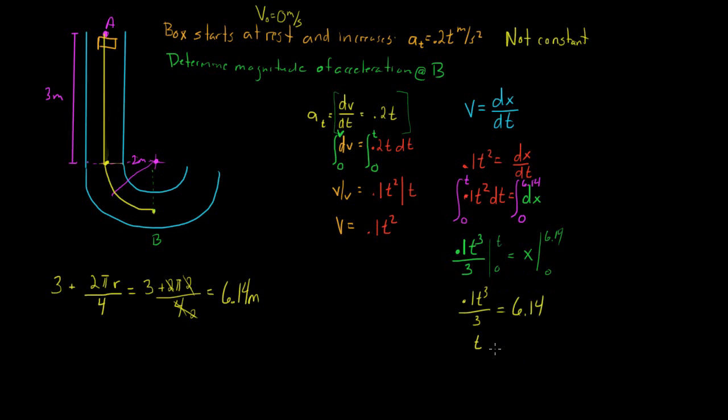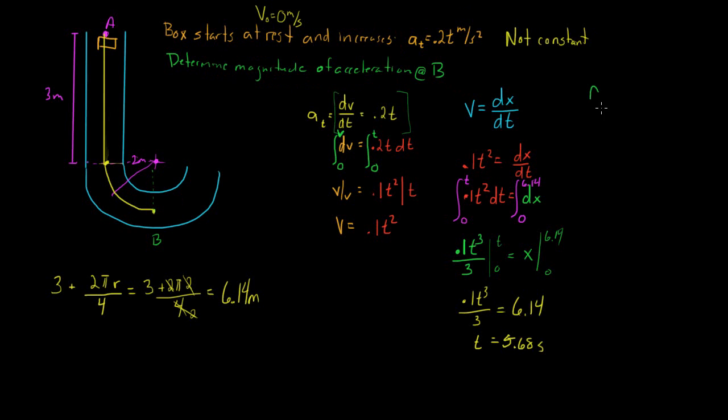So now we have an expression that we can solve for t. If we solve for t, we get 3 roots, and we get that t is equal to 5.68. The other two solutions for t turn out to be complex, and we just aren't interested in them. So it takes 5.68 seconds to go from point A to point B. And we want to determine the magnitude of the acceleration at point B.